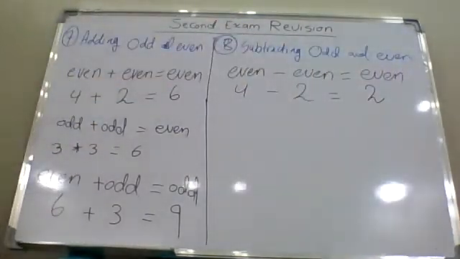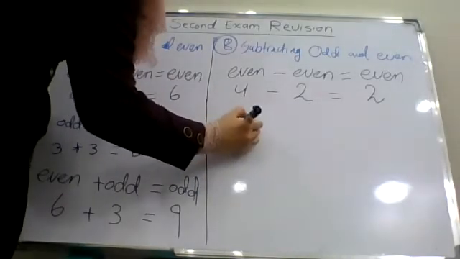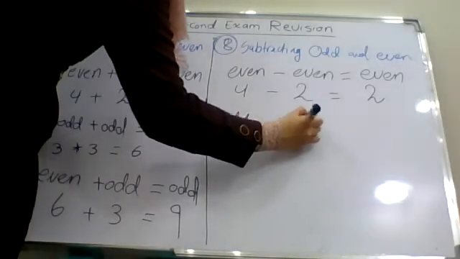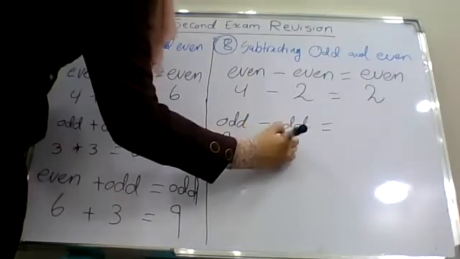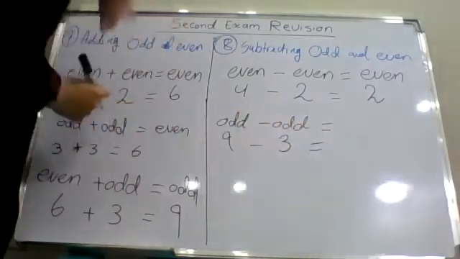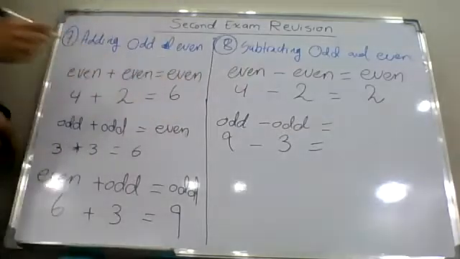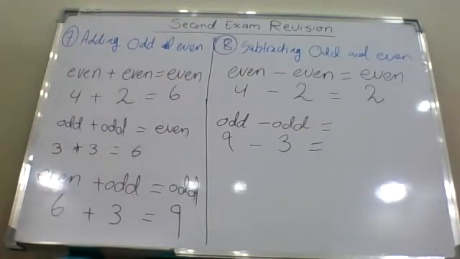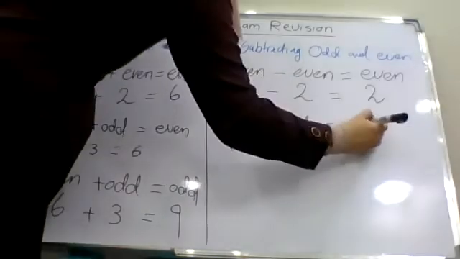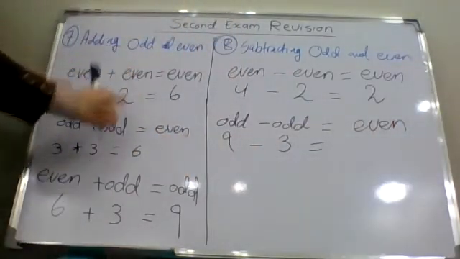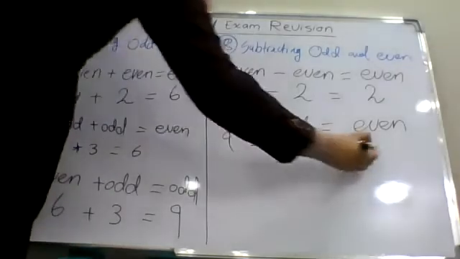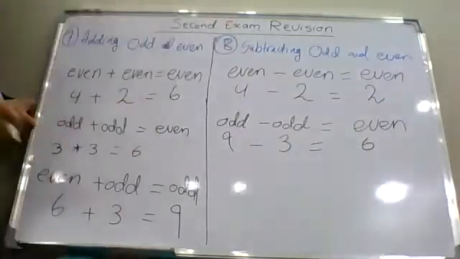What if you subtract an odd number from another odd number? If you subtract 3, which is an odd number, from 9, take away 3 from it, the answer is going to be what? What do you think? 6, an even number, okay? So in the subtraction, it's the same as the addition. If they are the same, even or odd, the answer is going to be even, which is 6, an even number, okay?